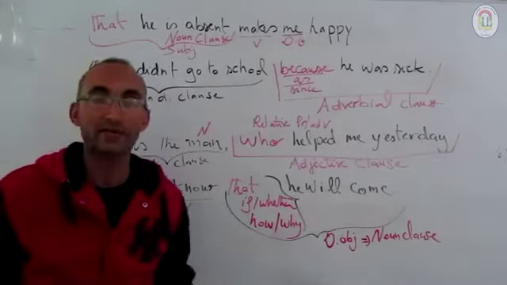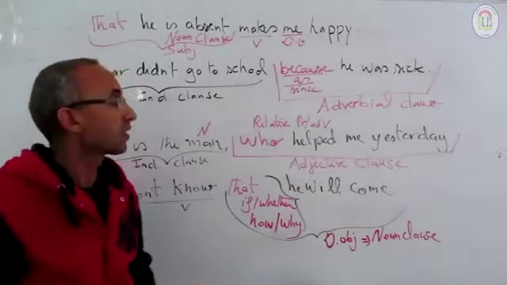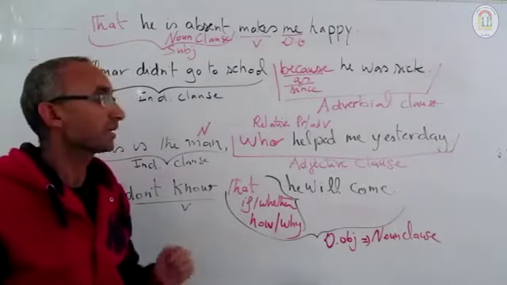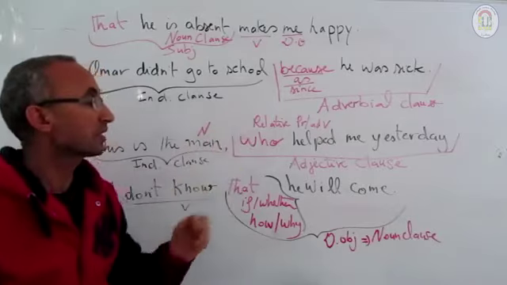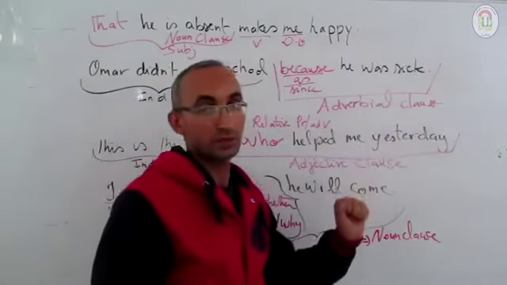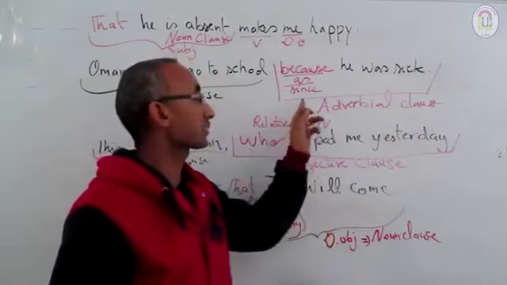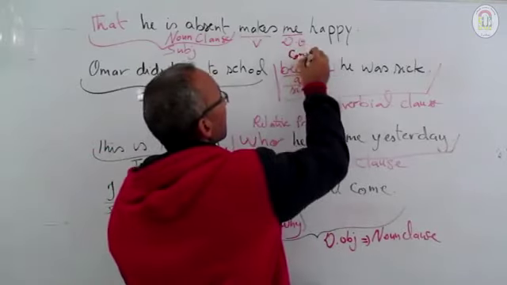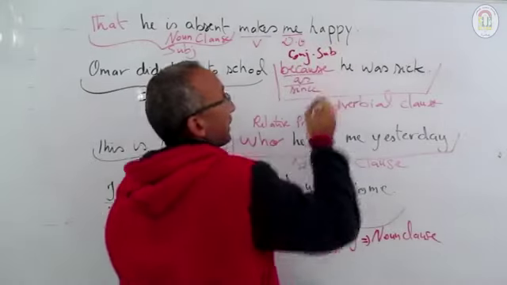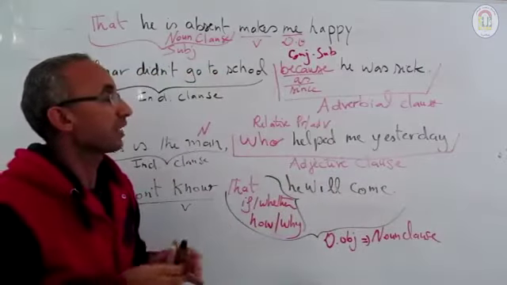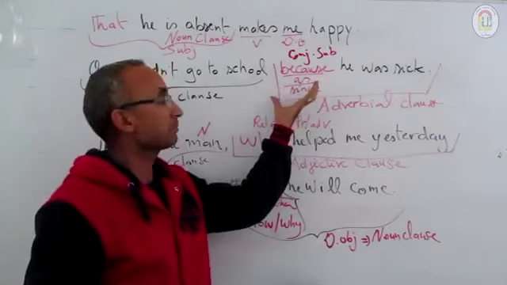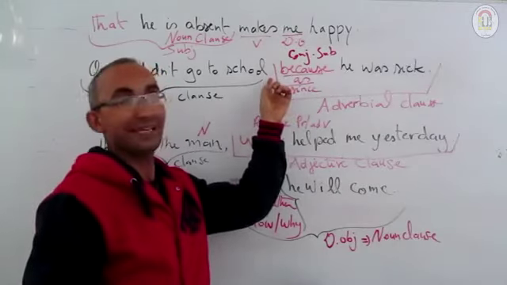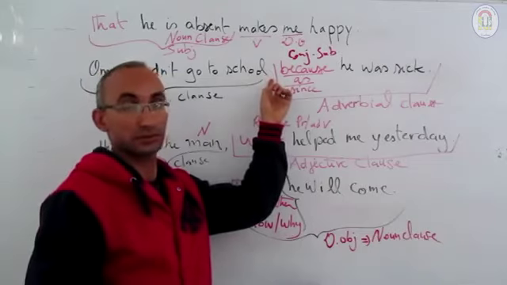Still, we have some remarks about different types of these dependent clauses. Let's start with the first type, which is the adverbial clause. Now, this clause starts with what? A conjunction of subordination, as you see here. Now, when this conjunction is in the middle of the sentence, we don't put before it any punctuation mark. Clear?